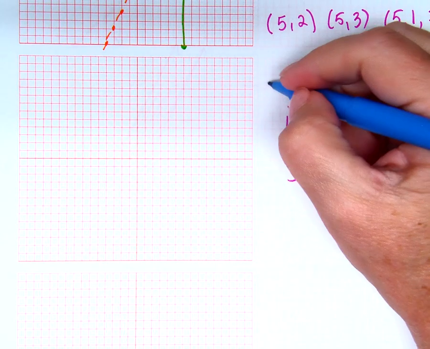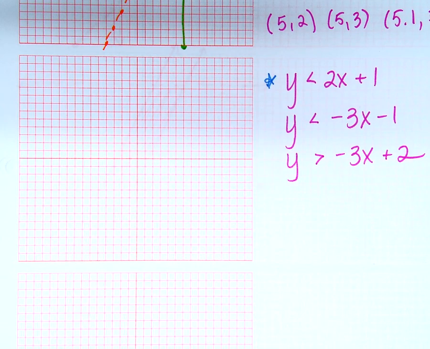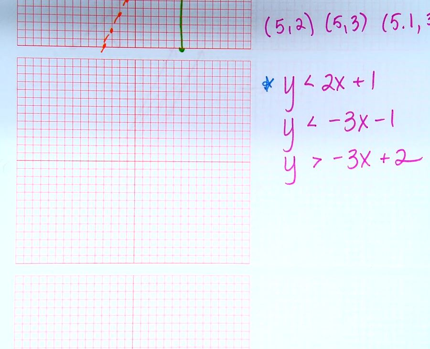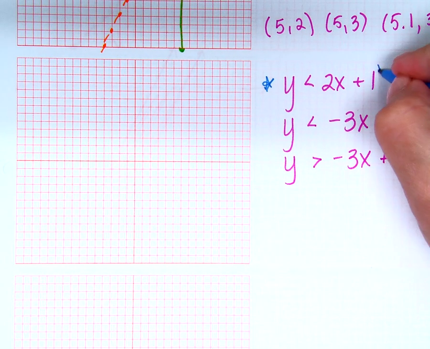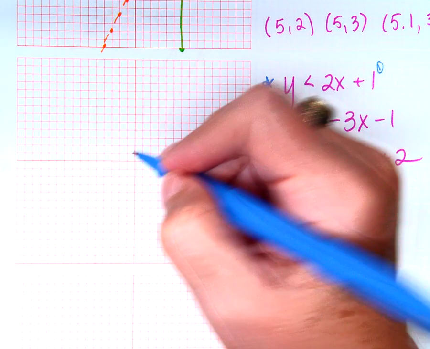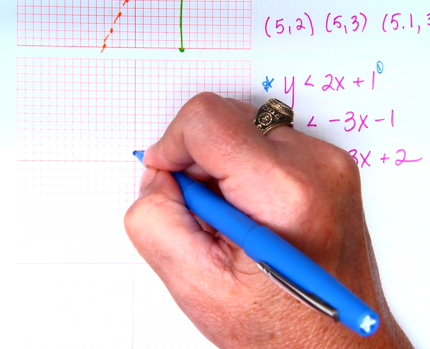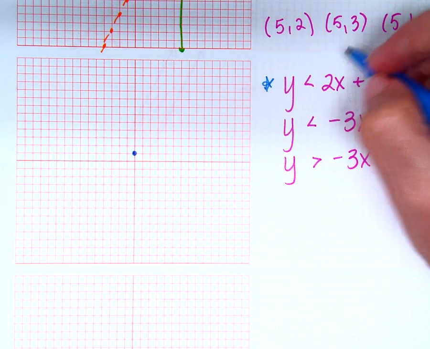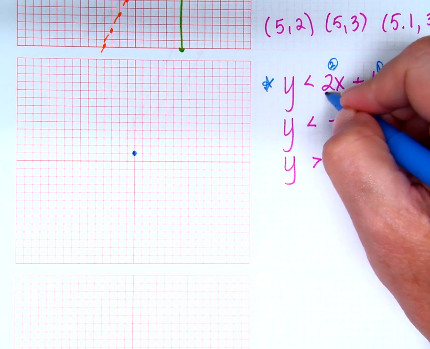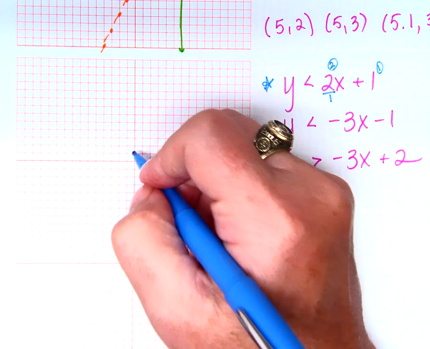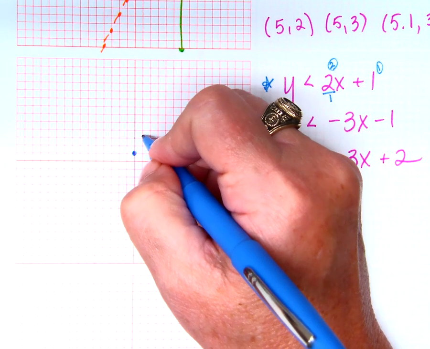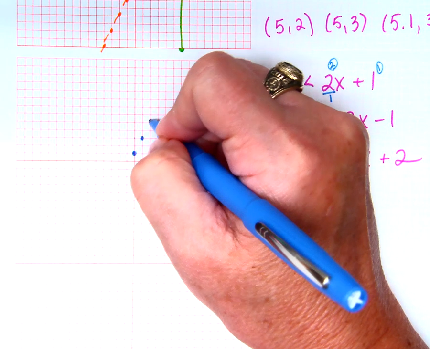So I'm going to graph the first one in blue. How do I graph that line? I graph the y-intercept first, so I go up 1 and put a point. What is my slope, which is the second thing I do? What's my slope? 2 over 1. Very good. So from this point, I rise 2, run 1.